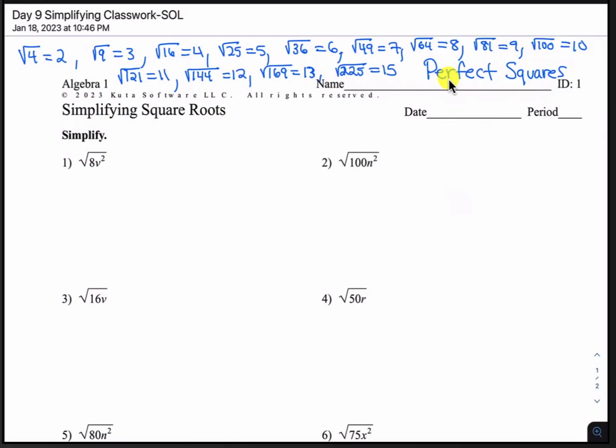This video covers simplifying radicals using perfect squares. We're going to use the list of perfect squares at the top to help us solve these problems. Let's look at question number 1.